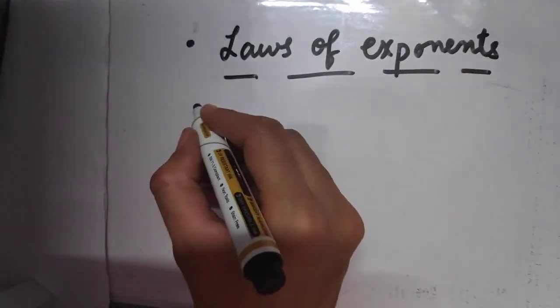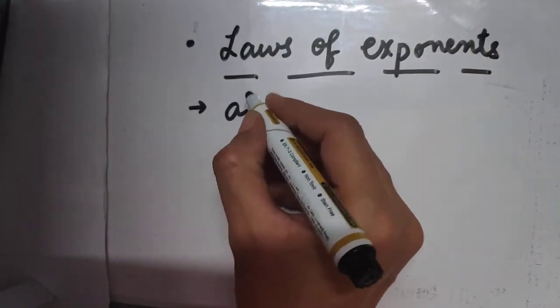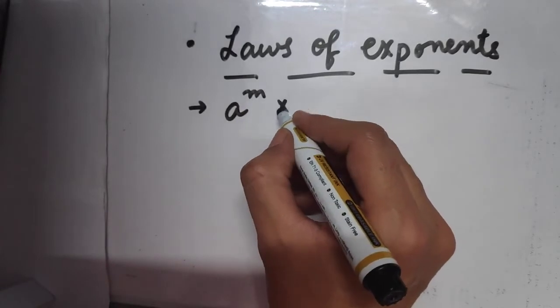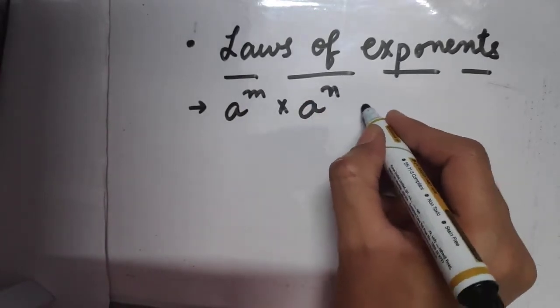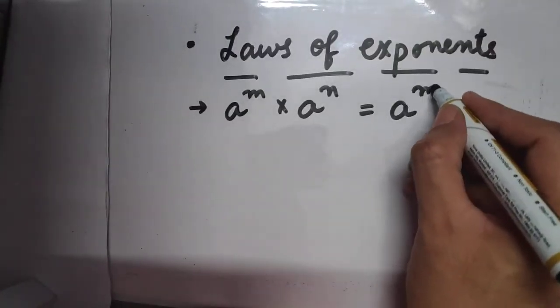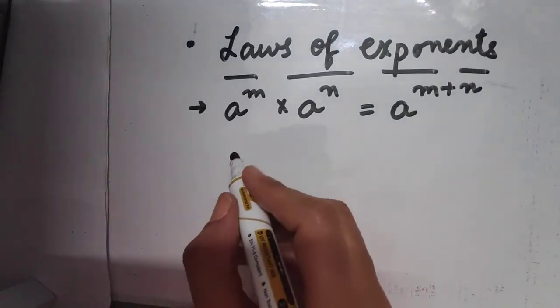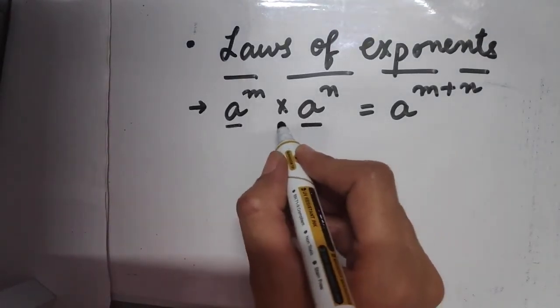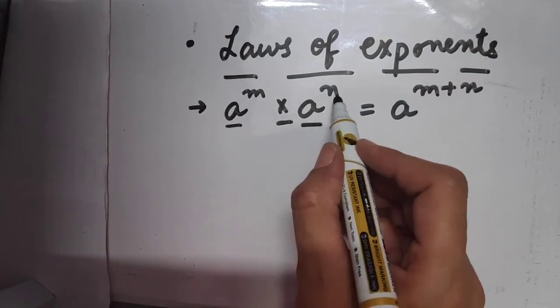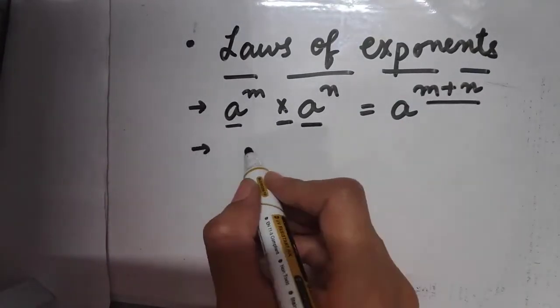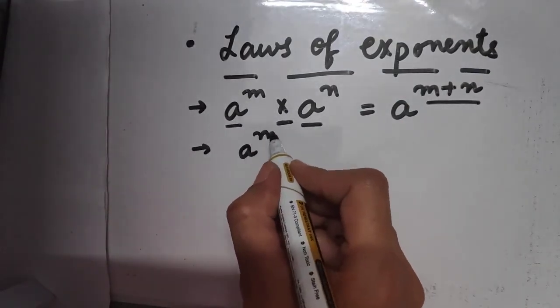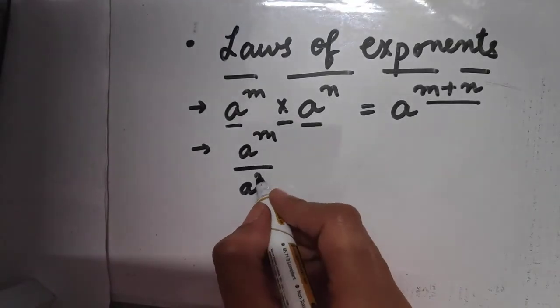The very first law is a raised to the power m into a raised to the power n is equal to a raised to the power m plus n. Because the base is same and the multiplication sign is there, exponents will be added. Next law is a raised to the power m divided by a raised to the power n.